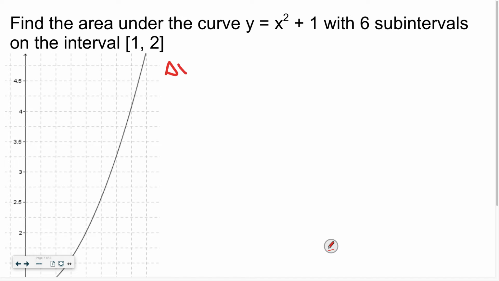All right. Delta x. I was going to give you some time to process, but it seems you already have done that. 1/6 would be our delta x: 2 minus 1 over 6.